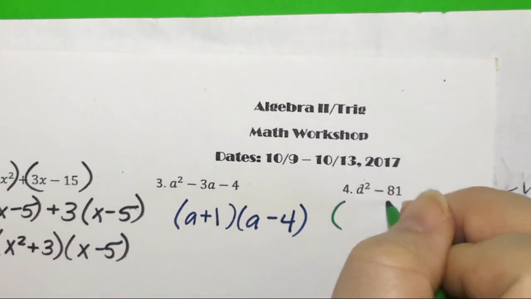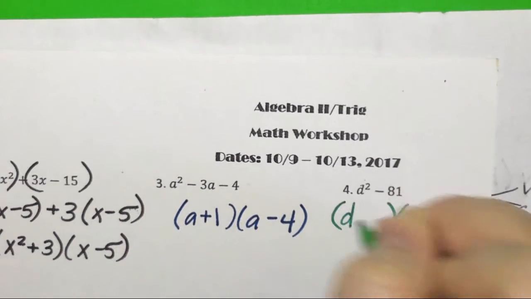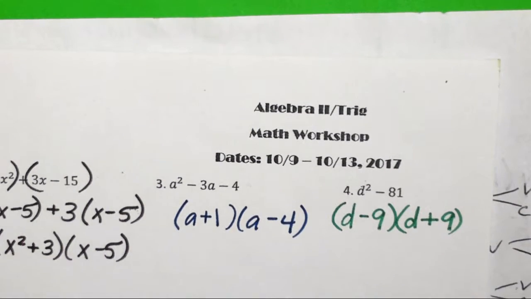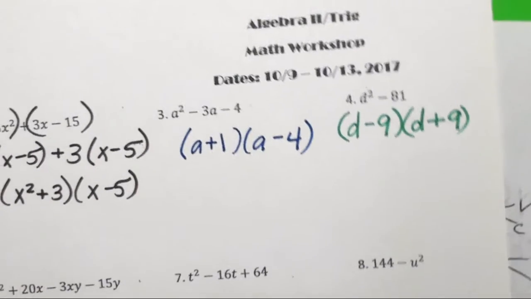D minus 9. Mm-hmm. D minus 9. Mm-mm. D plus 9. No. And you can have a point. I was going to say plus, and I was like, it's not plus 15.